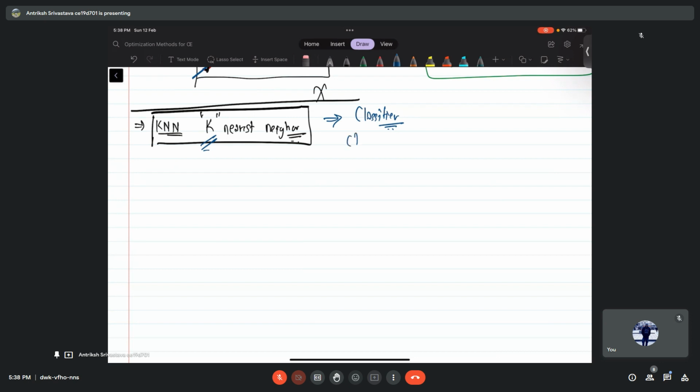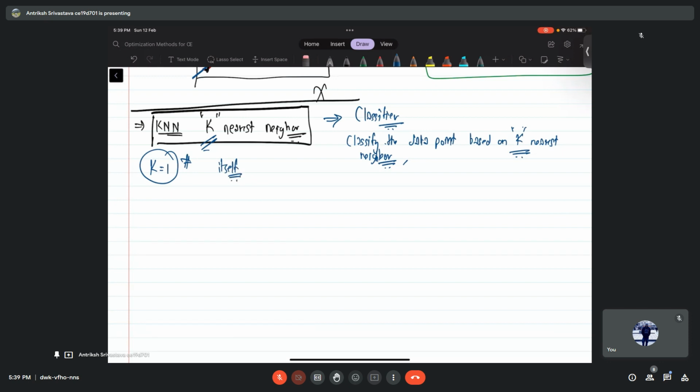So it classifies the data, just defining it in terms of layman, classify the data point based on k nearest neighbor. Okay, and this k nearest neighbor, the k will include that point itself. So if I am saying k is equal to 1, it is only going to look at itself.